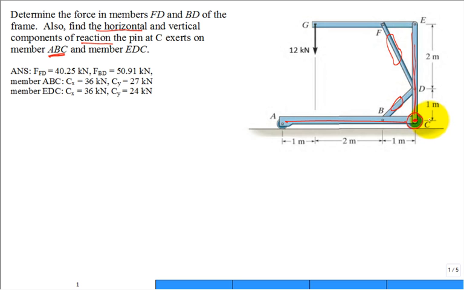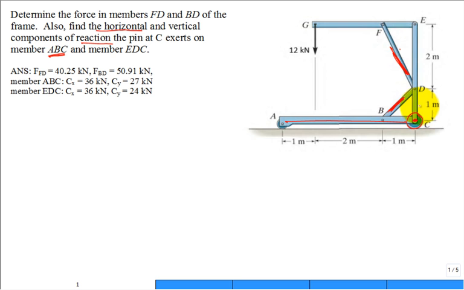a lot more tedious. Well, this pin at D is also connecting 3 members, but they're a very special member F to D and a very special member B to D. What's special about those 2 members? They're 2-force pin connected members, so I don't have a whole lot. It's just either tension or compression, so that's a lot simpler.